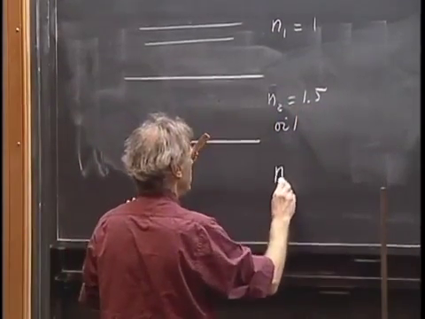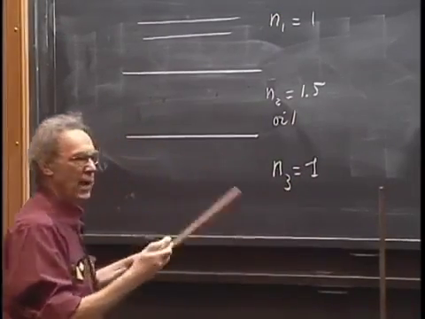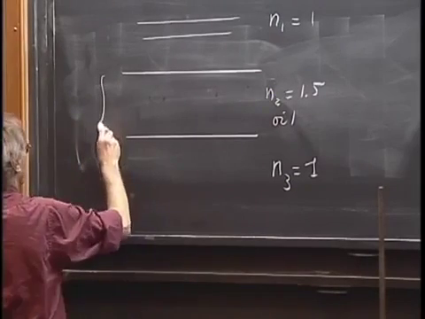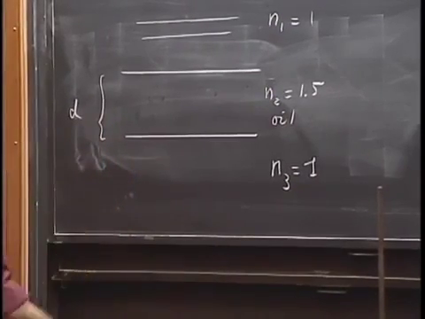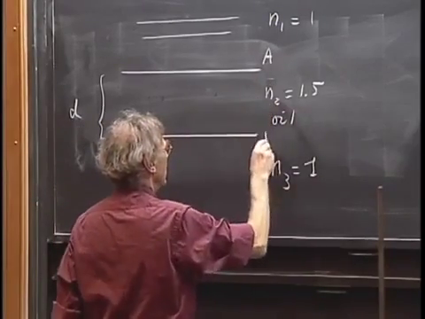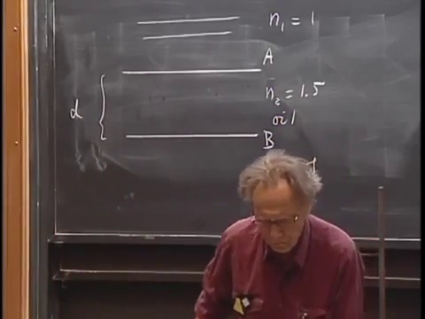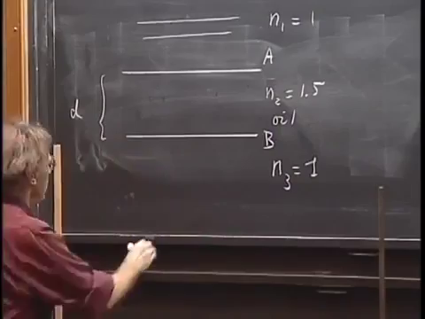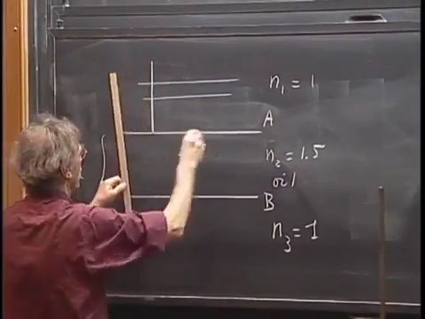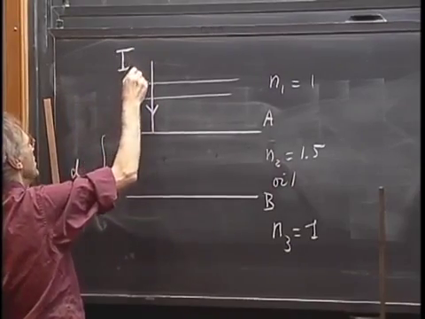And this is N3, which is again air in this case, so let's make it 1. It doesn't have to be air, but I will make it air. And let the separation, or the thickness, I should say, of the oil be D. And I call this surface A, and this surface between oil and air, I'll call that B. So let light come in, normal incidence comes in from above over a large surface. I'll just put in one arrow here, and let that intensity be I0.